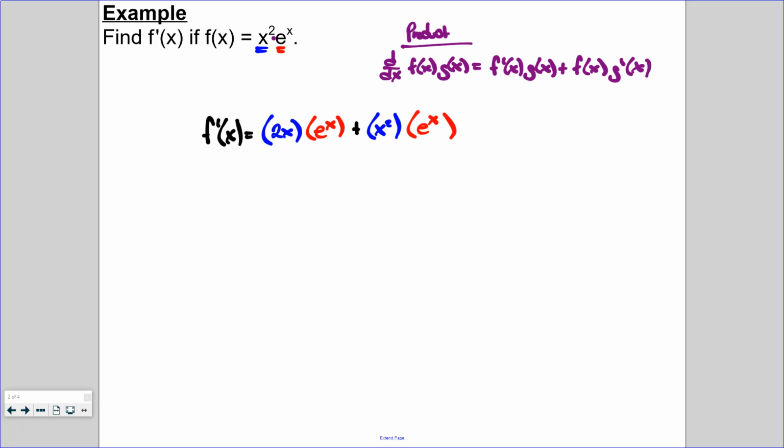Boom! Then we just have to see if there's anything we can do to simplify, and there's not a whole lot. We can just basically drop the parentheses to get 2x e to the x plus x squared e to the x. And there we have it. Boom! Done! Derivatized!